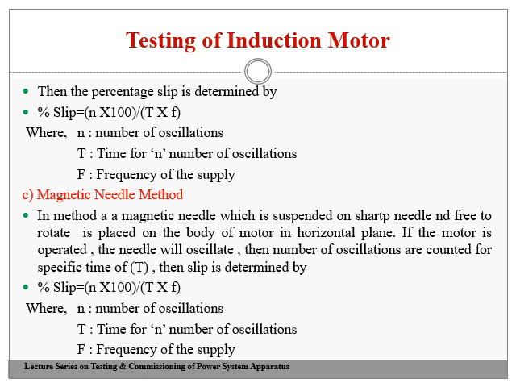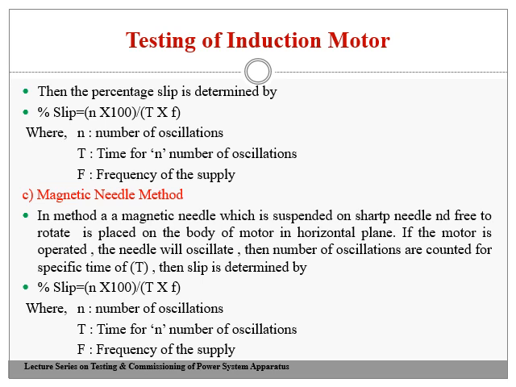The percentage slip is given by the equation N into 100 divided by t into f, where N is the number of oscillations counted either to the left of 0 or to the right of 0, t is the time period for which those oscillations are counted, and f is the frequency of the supply. Accordingly, the slip of the induction motor is determined.